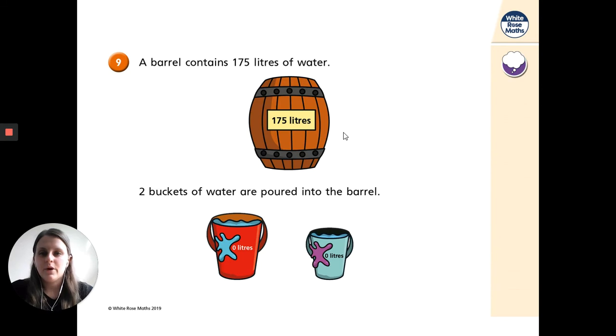Question 9. So a barrel contains 175 litres of water. 2 buckets of water are poured into the barrel. Now, you might want to write some of these things down. So you've got 175 litres of water and you've got 2 buckets.